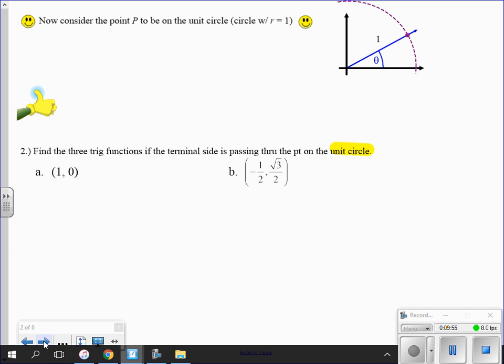Okay, now consider it if it were the unit circle. If instead of just some random value, the coordinate was on the unit circle.